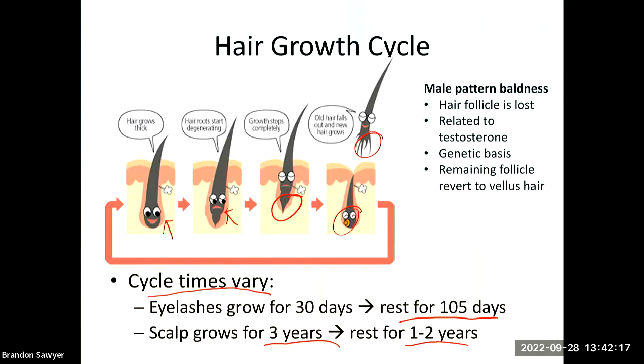So yeah, male pattern baldness is when the hair follicle itself is just lost. It just doesn't function anymore. And this is connected to testosterone levels. There's definitely a genetic basis for this.